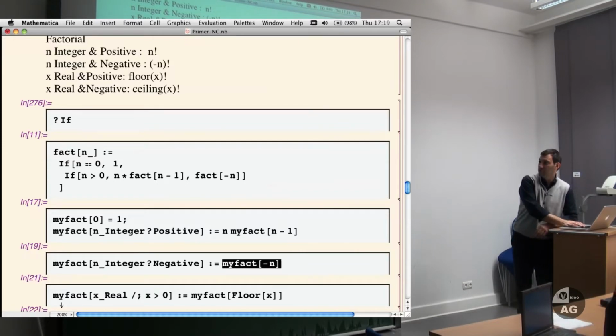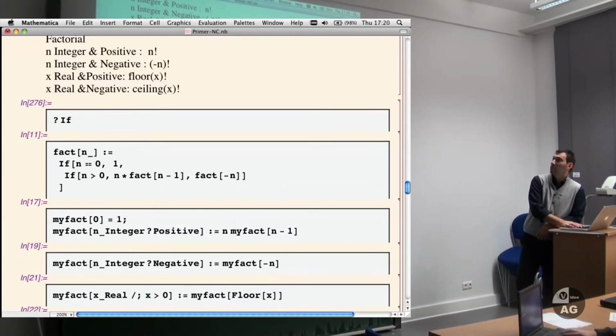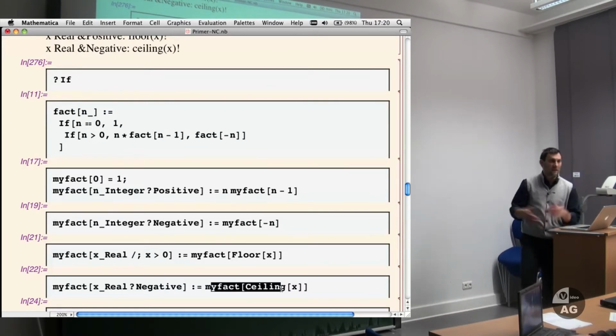Now let's go to real numbers. So now we force the pattern over real numbers, and then I just tested the positivity in a different way. These two things are exactly the same. Over here there is a condition, and what I do is I call factorial on floor. That's exactly what the definition says. And then you can imagine my factorial of real but negative is blah blah blah. I don't have any If statements.